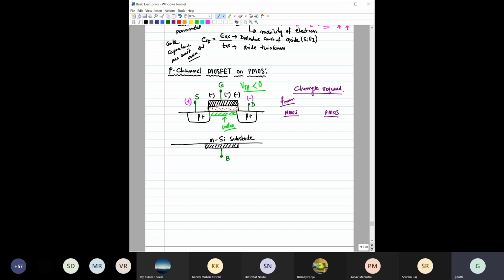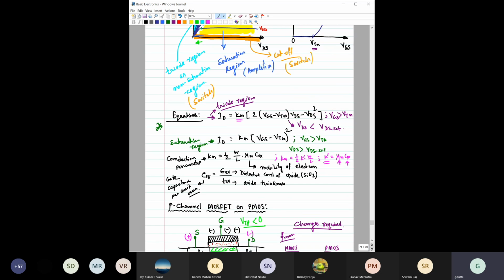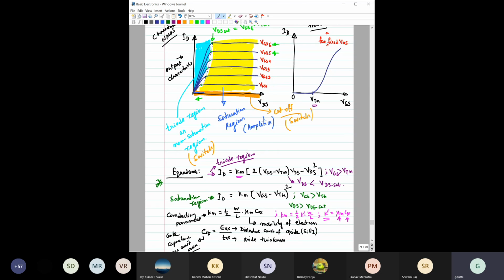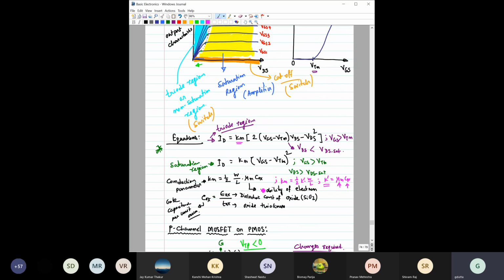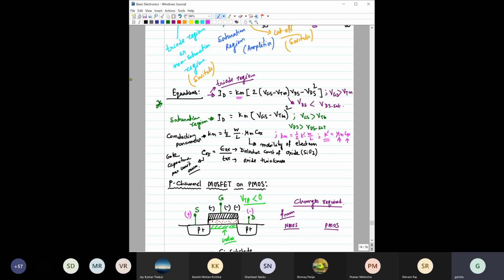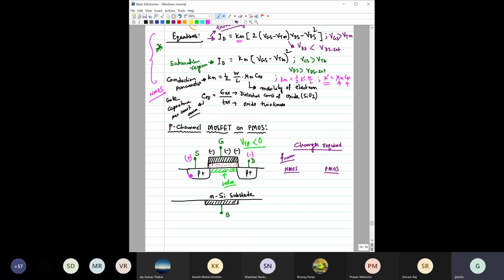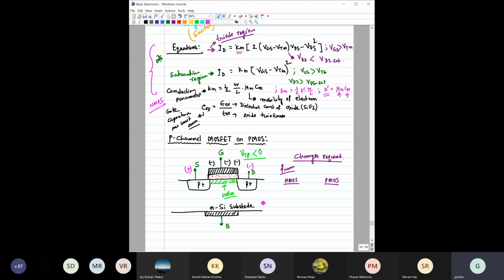Now if you compare these N-channel characteristics and these N-channel equations, these are the equations for this NMOS, or N-channel. If you then have to write the equations for this P-channel MOSFET, what are the things you are going to change? Let us first write what parameters we have considered in this equation.